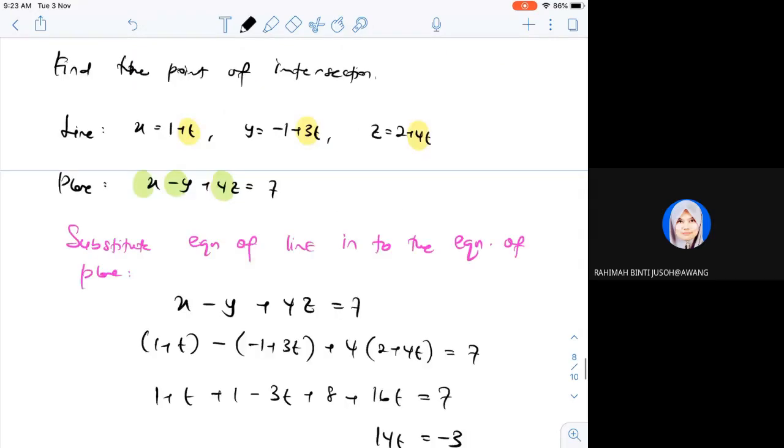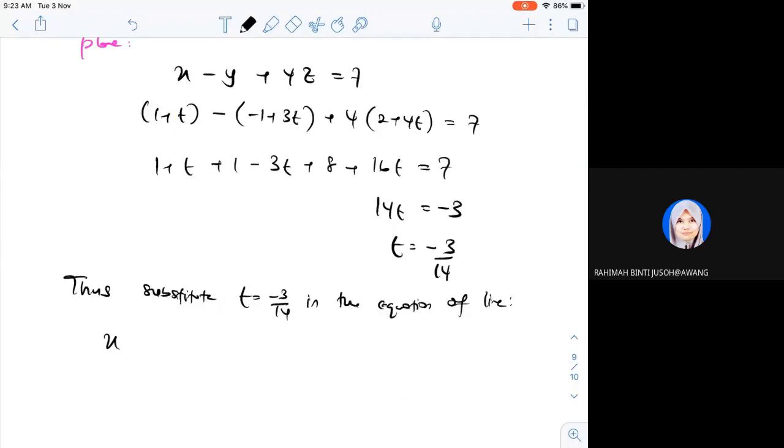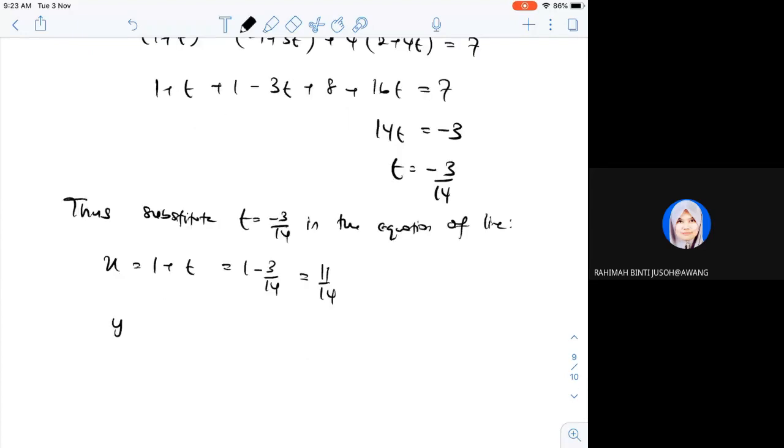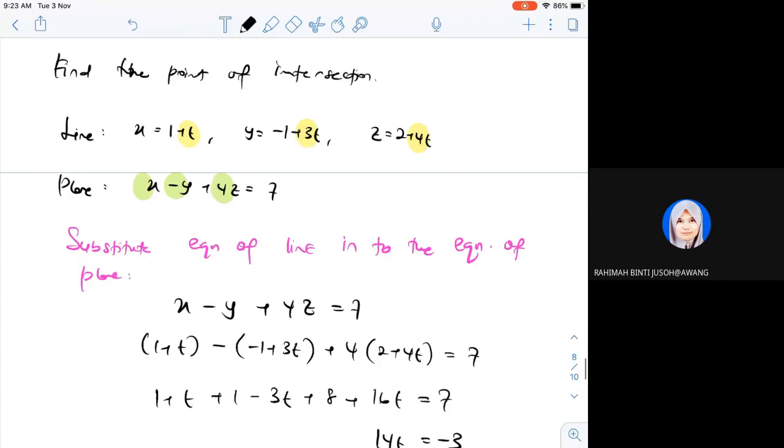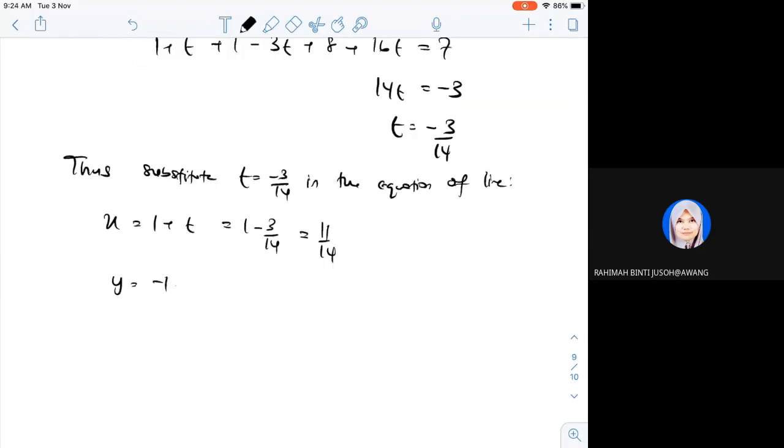So we have x equals to 1 plus t. So x equals to 1 minus 3 over 14. So 14 tolak 3, 11 over 14. Y equals to negative 1 plus 3t. So we have negative 1 plus 3 times negative 3 over 14. Berapa tu? Negative 1 plus negative 9 over 14. We get negative 23 over 14. Is that correct?